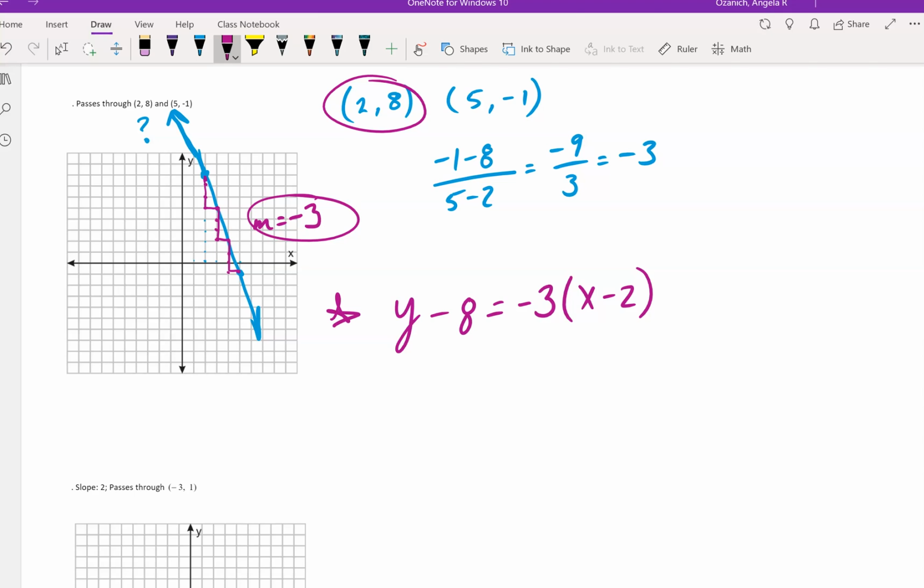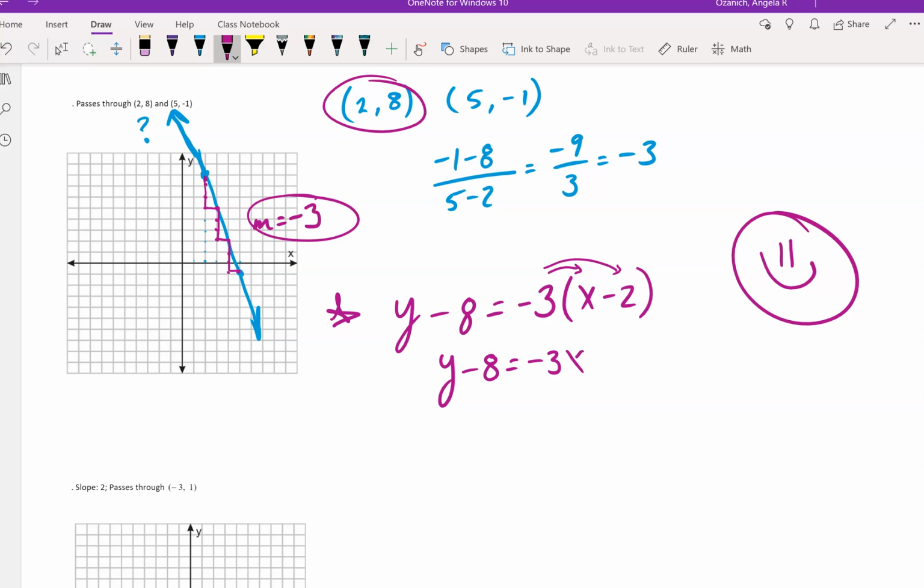This is a fine answer, but if you want to show off a little bit and you want to do some crazy algebra and practice, use your distributive property and convert this point slope form of the equation into, add 8, the slope intercept form of the equation. So we get y is equal to negative 3x plus 14. That seems about right? That plus 14, that's probably about plus 14 way up here somewhere, right? I bet that is. Okay.